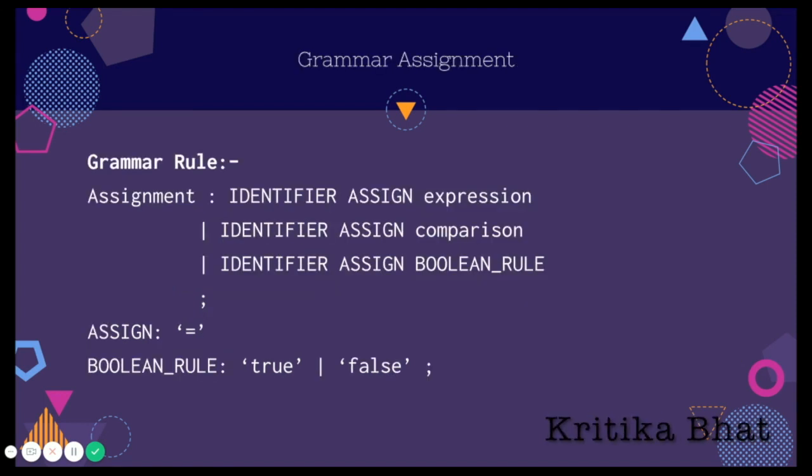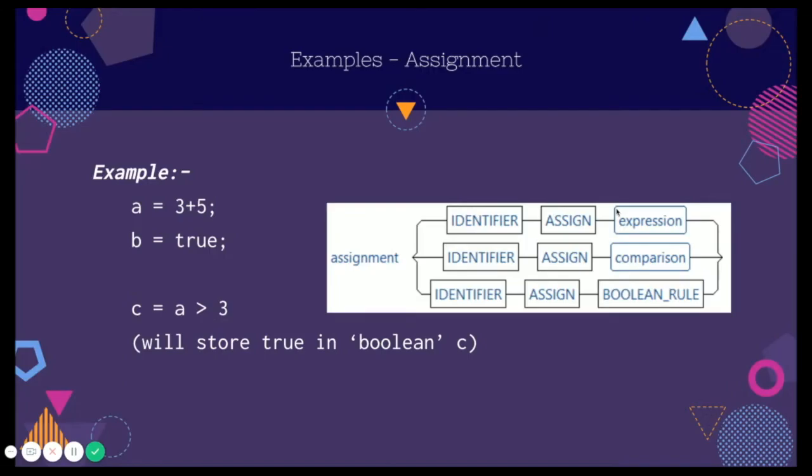Hi, this is Kritika. I will be going through a couple more grammar rules for our language. One of the basic statements included in any language after declaration is the assignment statement. We simply write the identifier with an equal to sign, and then on the right side we write what we want to assign to the identifier. This can take the form of either an expression, a comparison, or simply a Boolean rule which is a value true or false. The syntax for the statements is pretty straightforward. The expression or comparison is evaluated first, and then that value is assigned to the identifier. In this example, Boolean c will be true as we have assigned the value of a to a in the first statement.